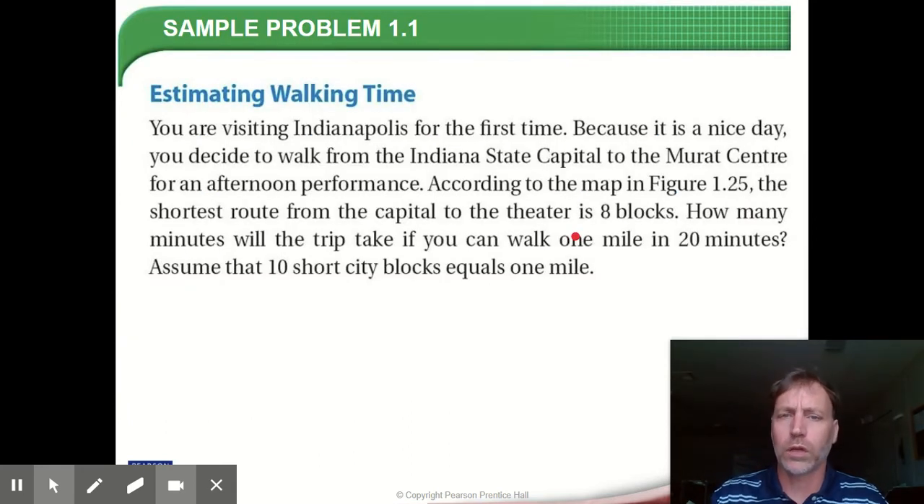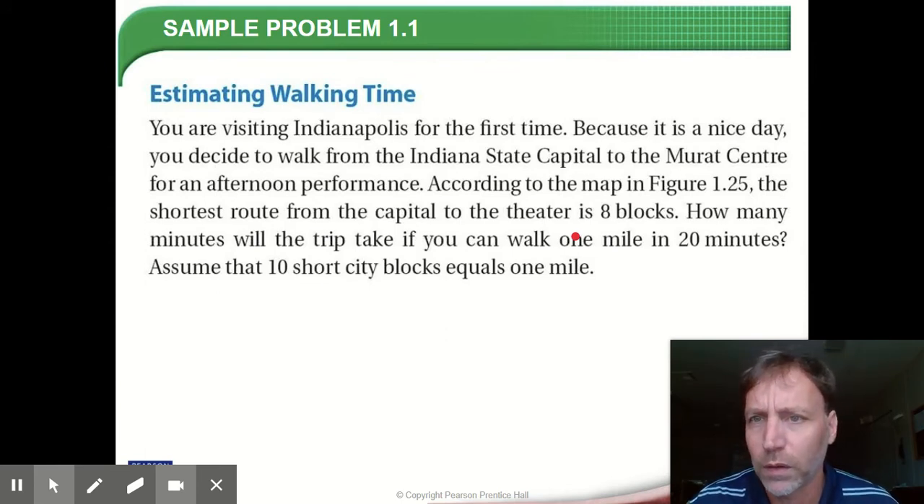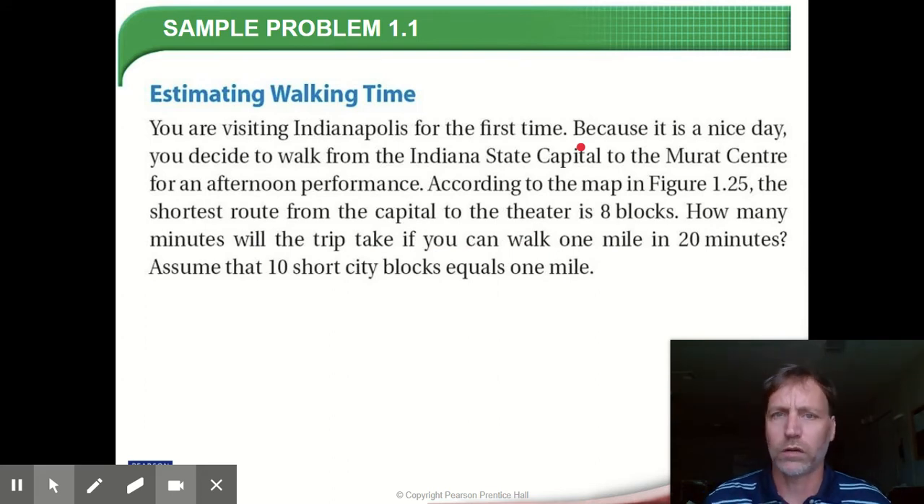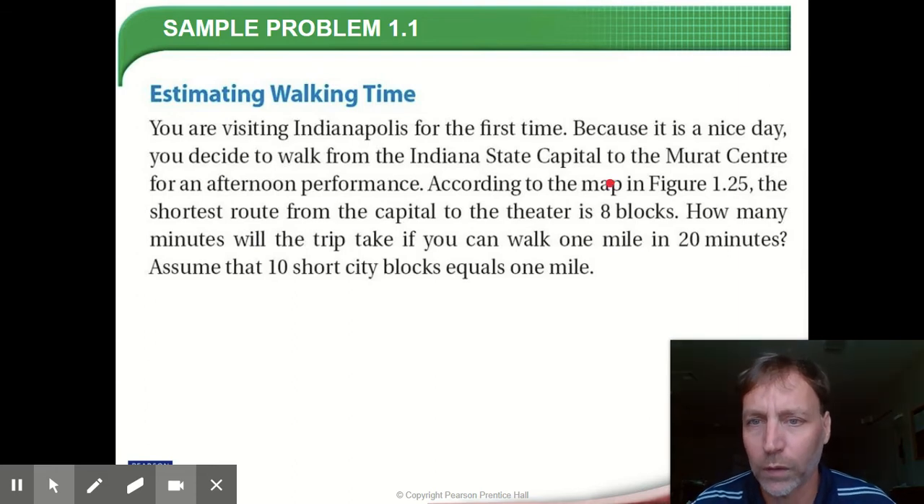Okay, so here's a problem. We're going to estimate. You're visiting the city of Indianapolis for the first time. Because it's a nice day, you decided to walk from the state capitol to another place called Murat Centre, I think that's how you pronounce it, for an afternoon performance. Back in the day when we could walk anywhere we want, right? And didn't worry about social distancing. According to the map, the shortest route from the Capitol to the theater is 8 blocks. How many minutes will the trip take if you walk 1 mile in 20 minutes?